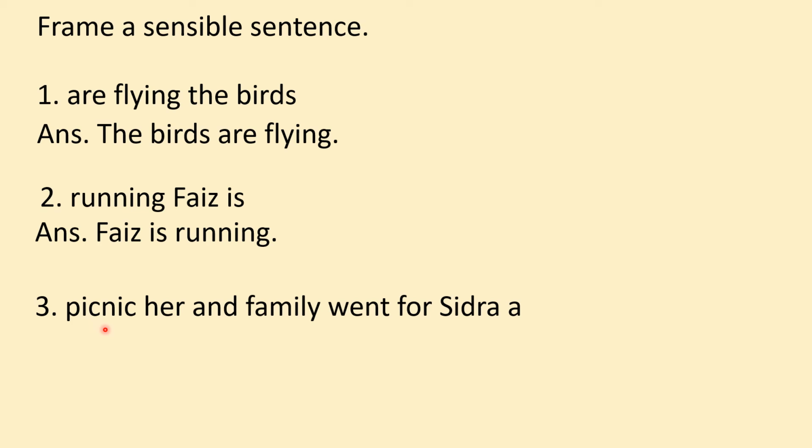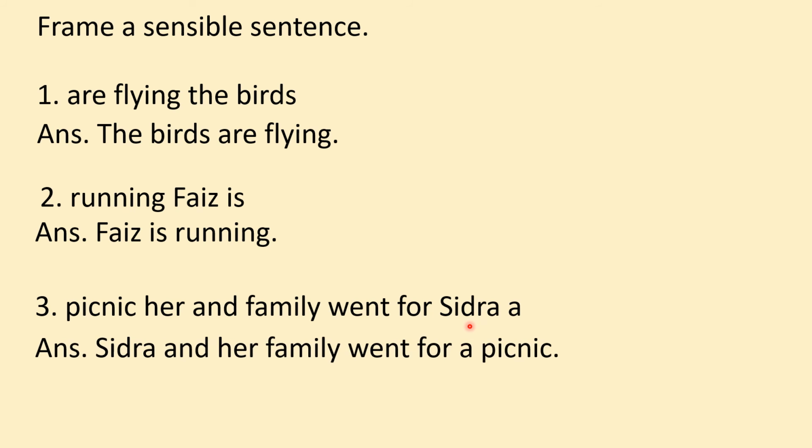Now here is a longer one. Picnic, her and family went for Sidra a. Now here who are we talking about? Sidra. So we will put Sidra first and then put what she and her family are doing. Sidra and her family is the naming part and went for a picnic is your telling part. So your sentence is complete. You began with a capital letter and you ended with a full stop.